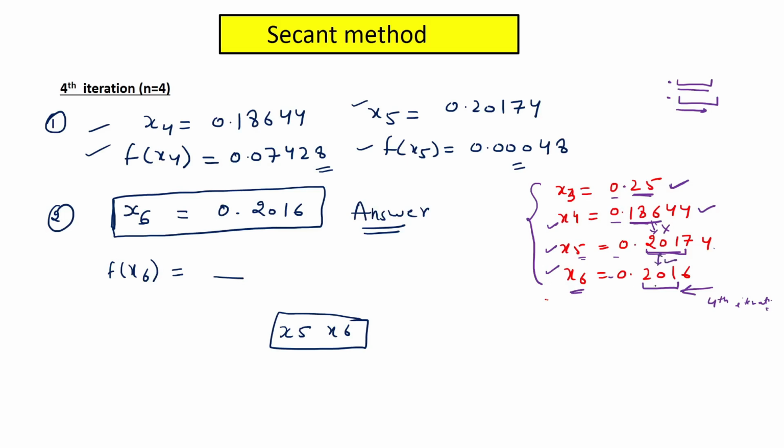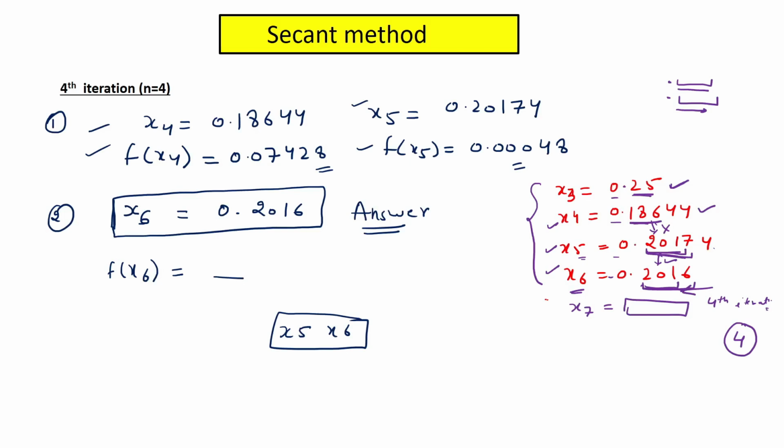But if the question had asked that you have to match the 4 decimal values after the decimal point, that is, you have to find the answer till 4 correct decimal places, then in that case, here we have 2017 and here we have 2016. Then we would have proceeded with the 7th iteration also, because these 4 digits are not matching with each other. I think you have understood how we can apply the secant method on a given question and what are the various ways of asking the question.